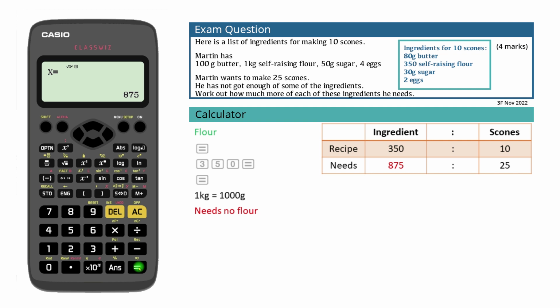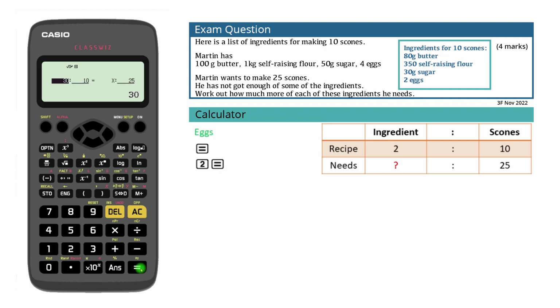The next ingredient is sugar. We'll do the same thing here, pressing equals to start the ratio and enter the quantity needed for the recipe, 30. Then equals. The other 2 numbers are there, so press equals again to solve the ratio. Martin needs 75 grams of sugar. He already has 50 grams, so 75 subtract 50 is 25. He needs 25 grams of sugar, which is the answer.